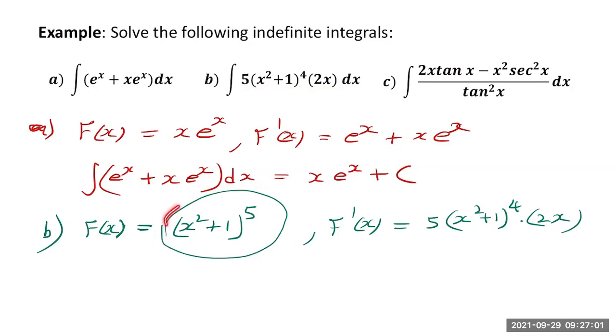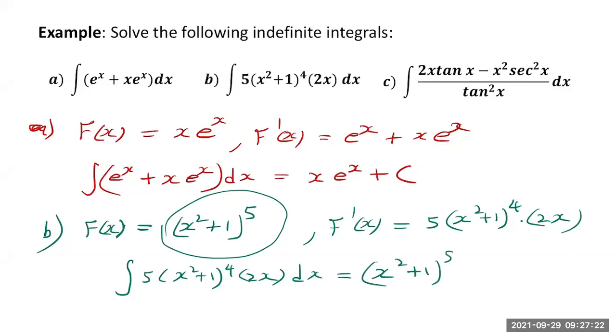Once you find an antiderivative, the indefinite integral is clear. What is the indefinite integral? The indefinite integral of 5 times x squared plus 1 to the power 4 times 2x dx is equal to your antiderivative plus a constant: x squared plus 1 to the power 5 plus a constant. Done. All right, now let's work on the last part.